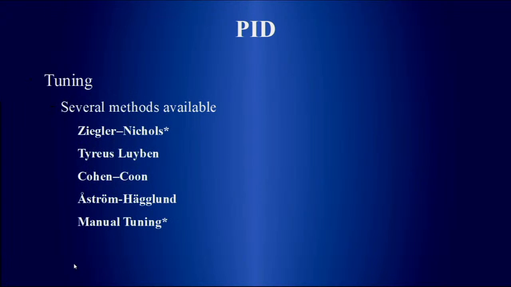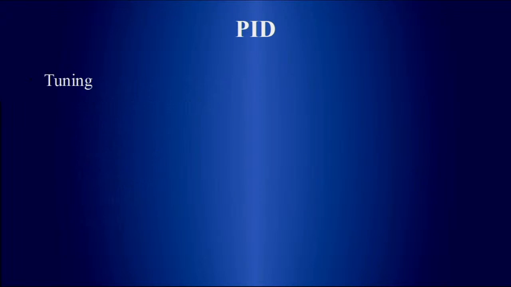As far as tuning is concerned, there are several standard methods available. I have tended to use the Ziegler-Nichols or manual tuning. Ziegler-Nichols, if you Google this, is: up the proportional until you get a steady oscillation, measure that oscillation, and then using that value, apply these multiples to each of your constants. I usually find that that gets me close, but manual tuning will get me closer.